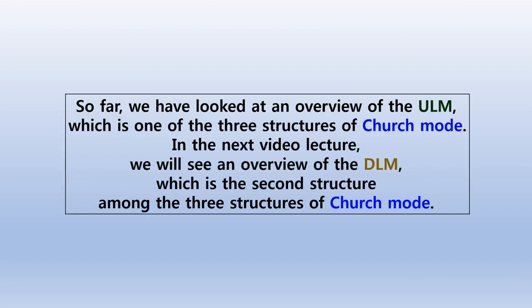So far, we have looked at an overview of the upward line method, which is one of the three structures of church mode. In the next video lecture, we will see an overview of the downward line method, which is the second structure among the three structures of church mode.